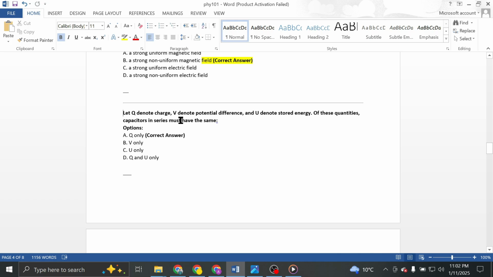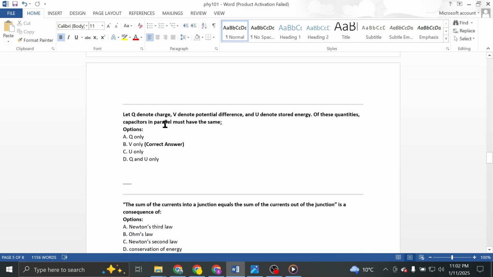Let Q denote charge, V denote potential difference, and U denote stored energy. Of these quantities, capacitors in series must have the same. Options: A. Q only, correct answer. B. V only. C. U only. D. Q and U only.